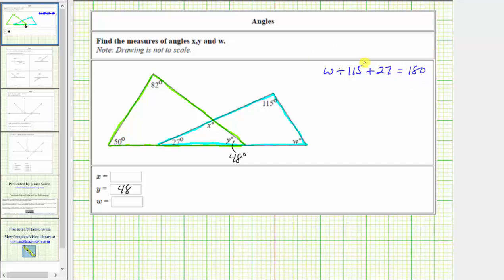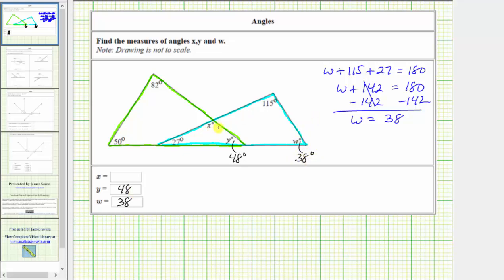Simplifying the left side of the equation, 115 plus 27 equals 142. We have w plus 142 equals 180. To solve for w, we subtract 142 on both sides of the equation. Simplifying, we have w equals 180 minus 142 equals 38. So because w equals 38, we know the measure of angle w is 38 degrees.